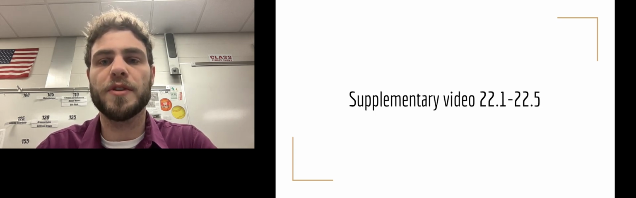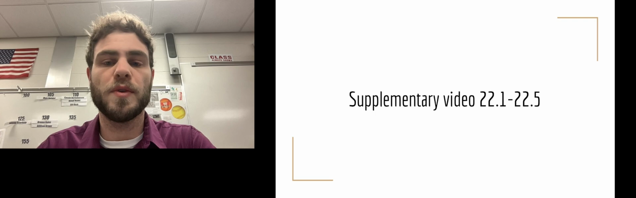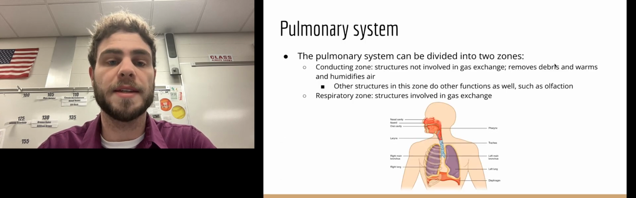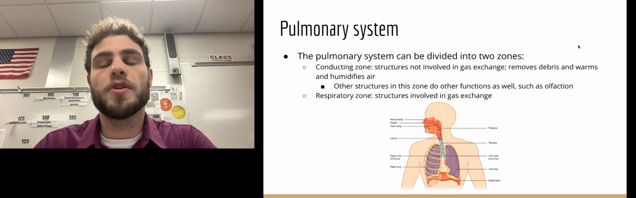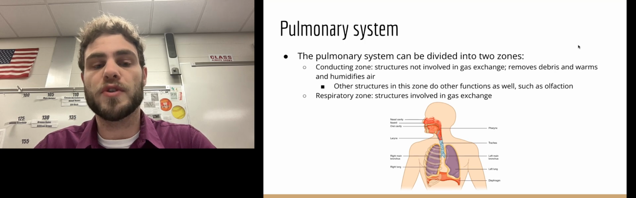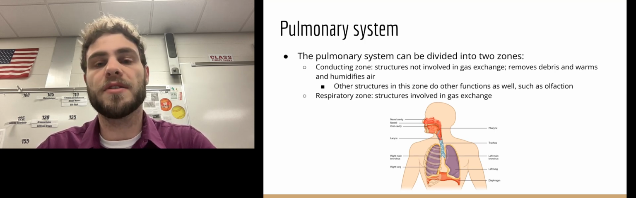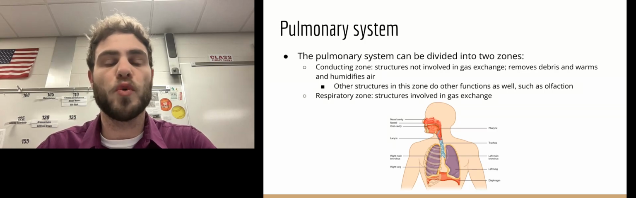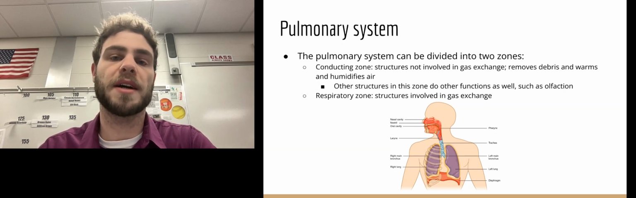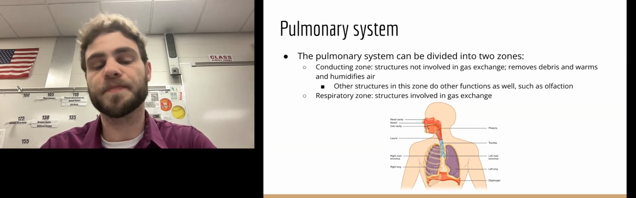In this video, we're going to be covering everything on chapter 22, everything as it relates to the respiratory or the pulmonary system. So we can divide the pulmonary system into two different zones. You have the conducting zone and the respiratory zone. The conducting zone is going to be basically routes for air to travel through. The respiratory zone is going to be where the actual oxygen and carbon dioxide gas exchange is going to take place.